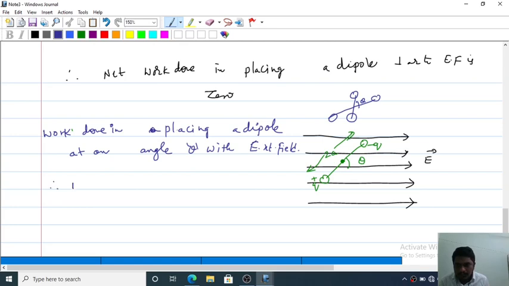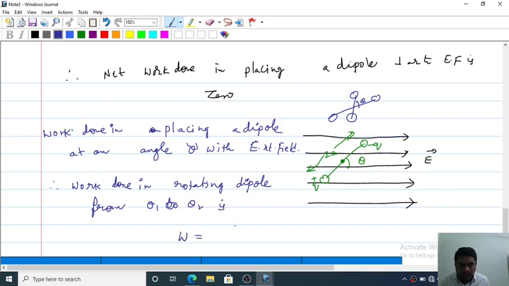Therefore, work done in rotating a dipole from theta 1 to theta 2 angle is given by W equals, it is a variable. Here what will be the force? How can you find the work done? Force into displacement. But what is the net force acting on the dipole?